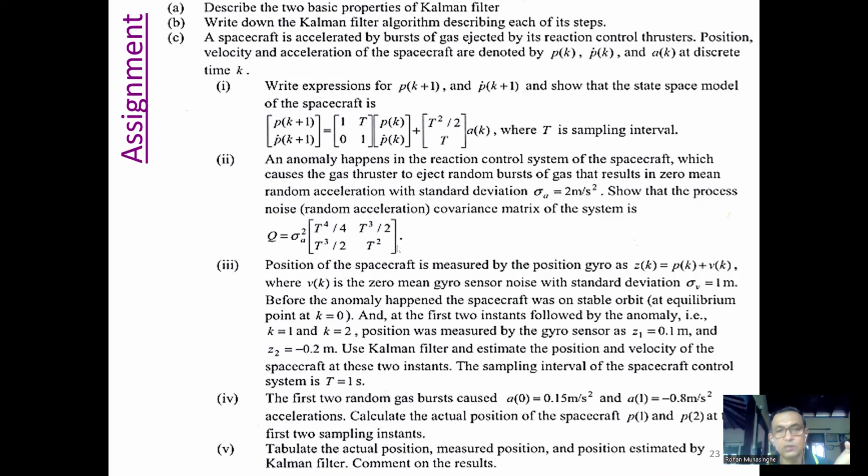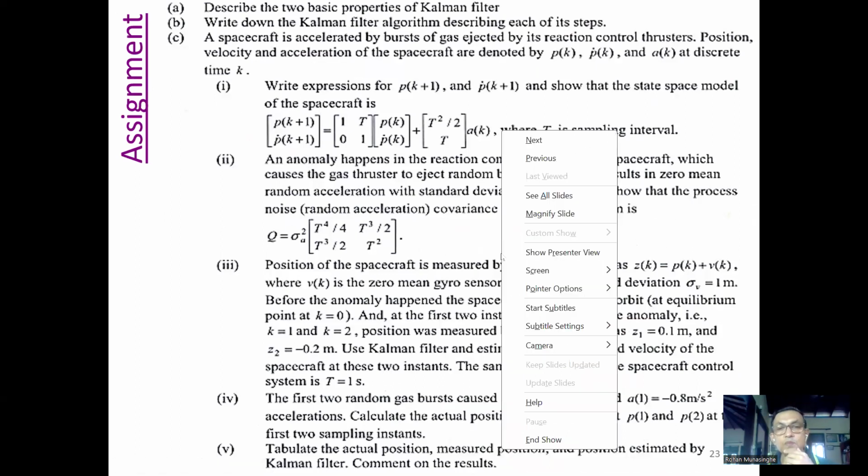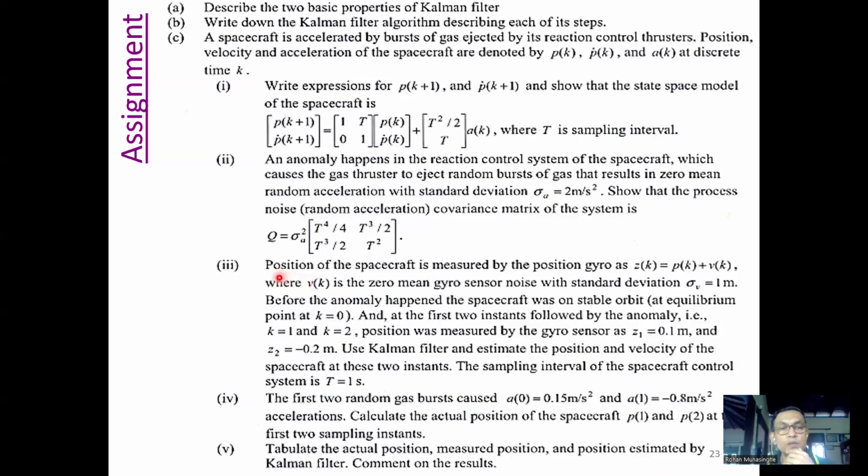So we'll go back to the question. This is the covariance matrix given, and we have derived that. Let's move on to the next section, that is 3. It says the position of the spacecraft is measured by the position gyro as zk equals pk plus vk.